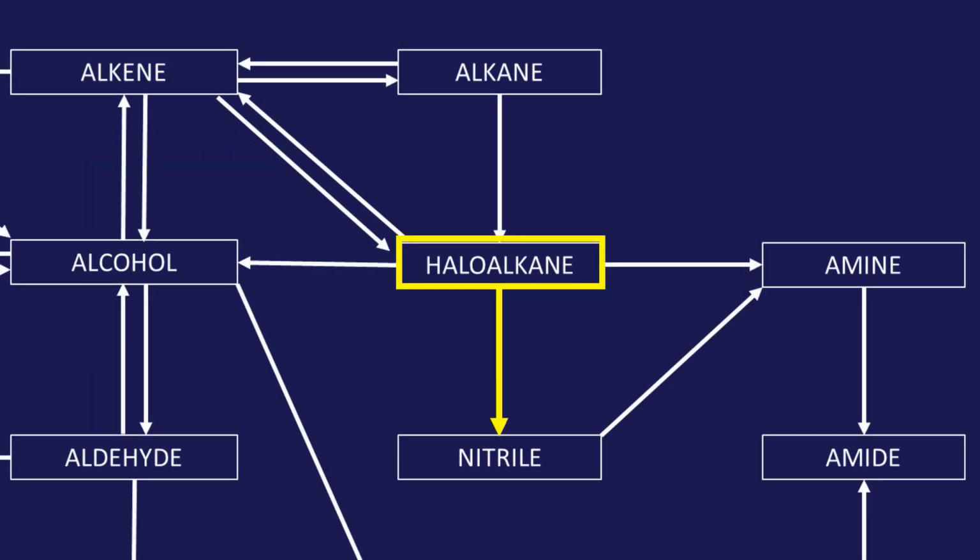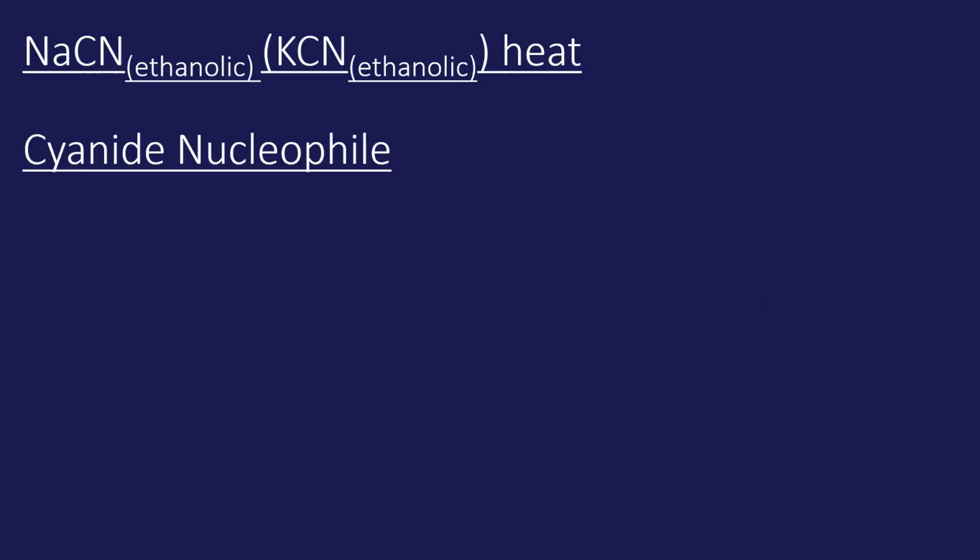Next up on this scheme then, haloalkane to a nitrile. And in order to do that, we need the cyanide nucleophile. So this time we're using cyanide, whether it's sodium cyanide or potassium cyanide, we don't mind. And this time it would be dissolved in some ethanol. And the nucleophile is going to be a cyanide nucleophile.